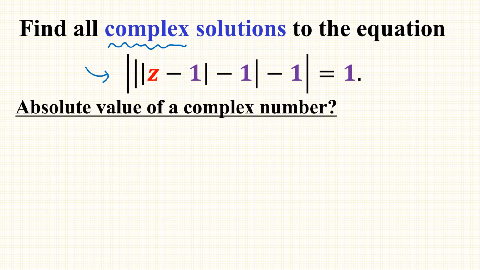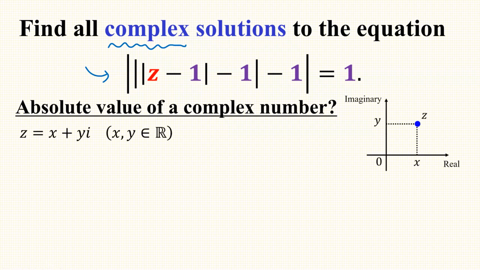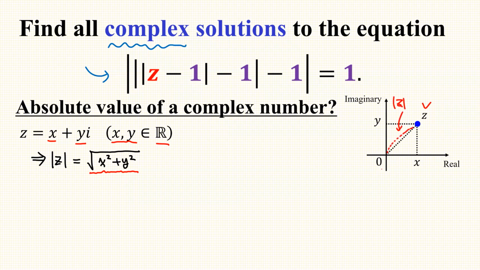What is the absolute value of a complex number? We can express the complex number in many ways. The most famous one is of course expressing it as z equals x plus yi, where x and y are real numbers, so this x is the real part and y is the imaginary part. And we can also denote this complex number on the complex plane like this. Here, the absolute value of z is given as the square root of x squared plus y squared. In other words, the absolute value of the complex number z means the distance between the point z and the origin on a complex plane.